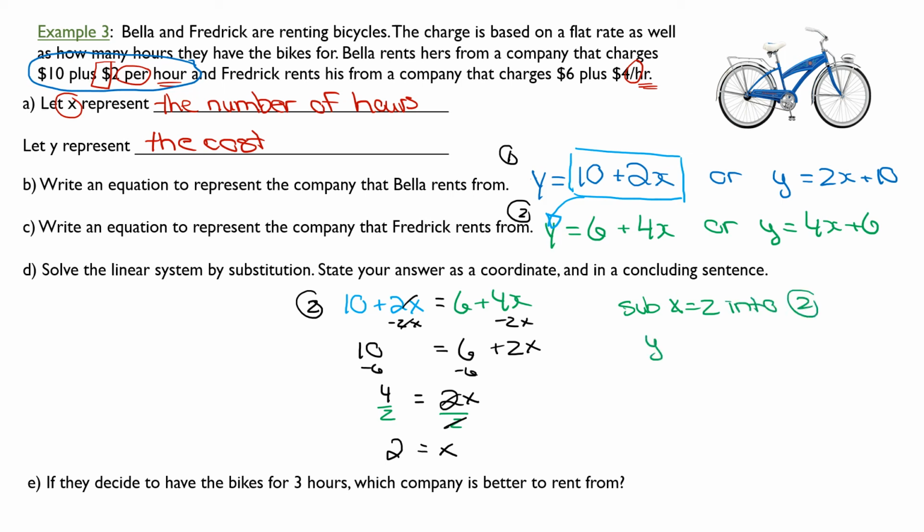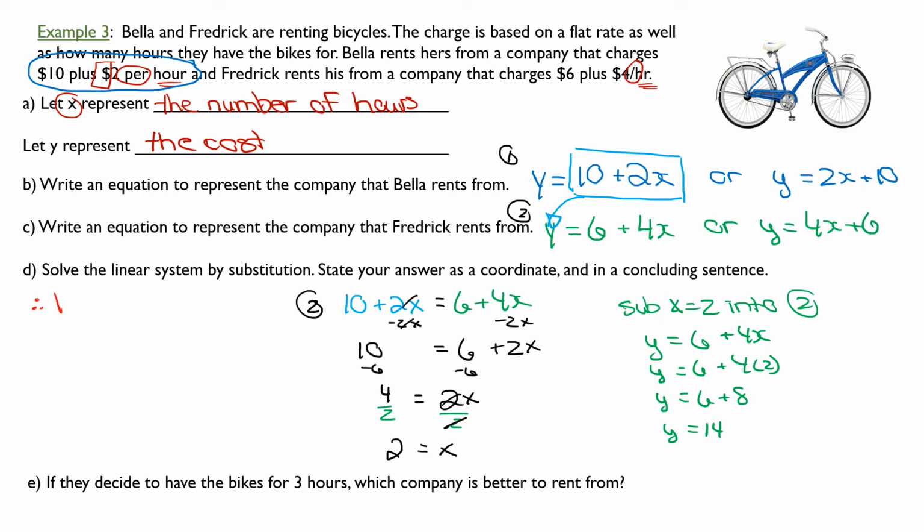The original equation, as it was originally, not after I substituted or anything, was y equals 6 plus 4x. So I'm putting the 2 in for x. I get y equals 6 plus 8. So y is 14. Okay, so I've got my point of intersection. State your answer as a coordinate. Let's do that first.